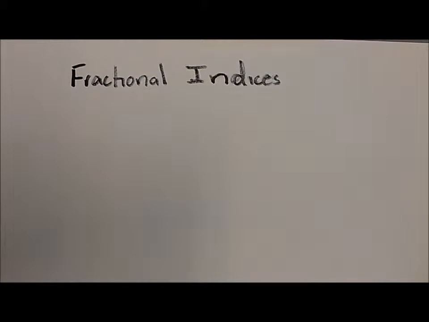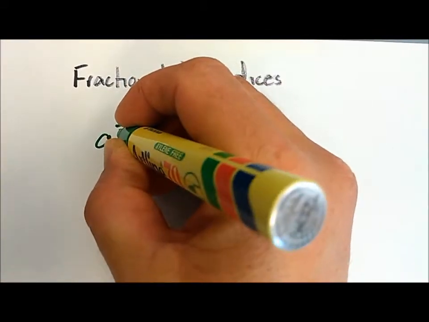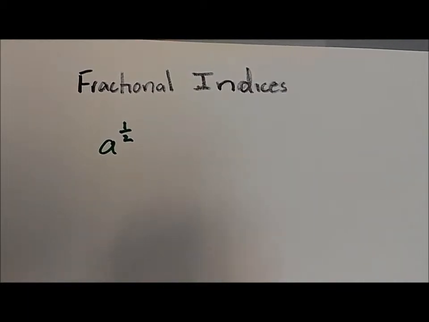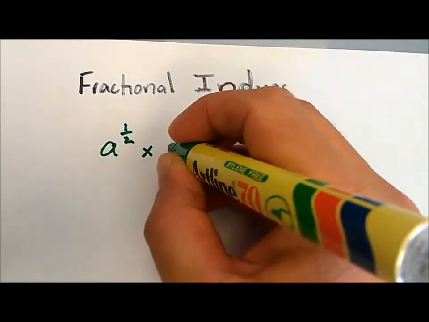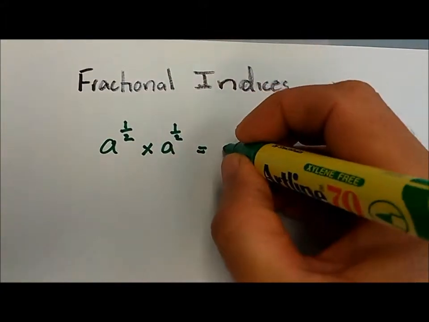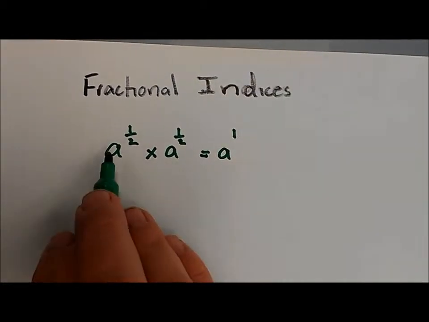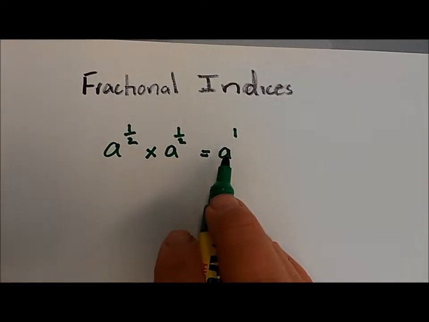We'll look at the concept of indices that are fractions, so things like a to the power of a half. Now to get an idea of what this means, I'm going to multiply it by itself, a to the half times a to the half, and we know when we multiply we can add the powers, so we get a to the 1. So in other words, a to the half times a to the half is equal to a.